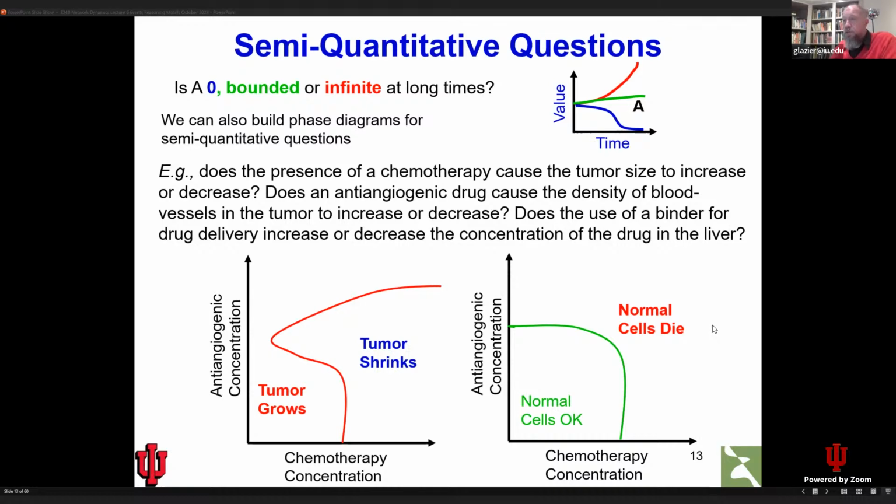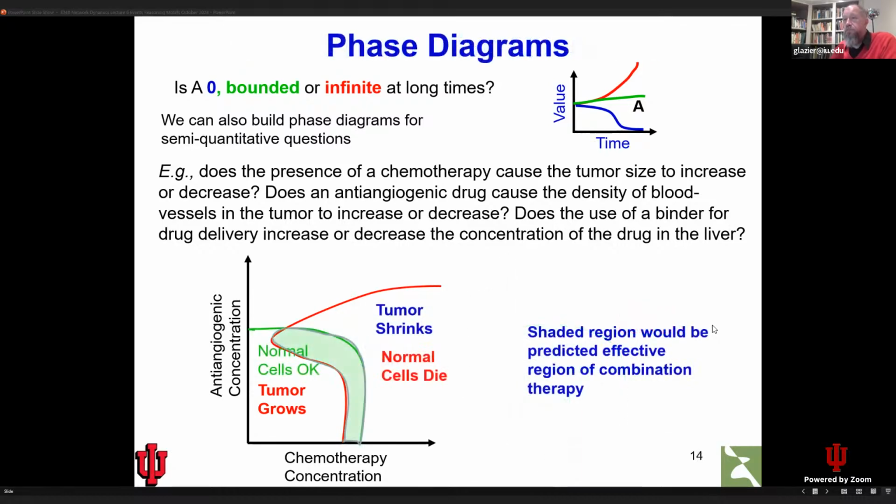But if I now put these two diagrams on top of each other, I'm going to get a region in which the cancer cells die and the normal cells don't. And that's the region in which I might expect therapy to work. And so I'll say, if the chemotherapy is too big, it doesn't work because I'm killing the normal cells. If the chemotherapy is too small, it doesn't work because the tumor cells are growing anyway.